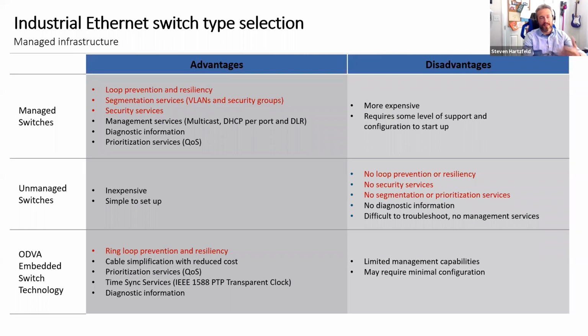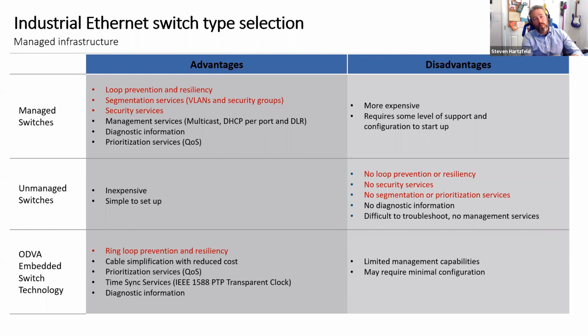There's no ability to set up security services. You can't do VLANs, you can't do quality of service, and there's no diagnostic information. So an unmanaged switch can't tell you what's going on with its ports and with its own internals, which makes troubleshooting very, very difficult.